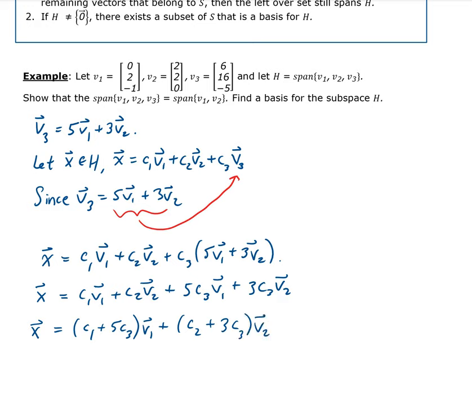This shows that we took a vector from H and rewrote it as a linear combination of V1 and V2. Therefore, this vector X belongs to the span of V1, V2. By picking an arbitrary X from H and rewriting it in terms of V1 and V2, we showed that the span of those three vectors is equal to the span of the two vectors V1 and V2. That's the proof of the first part.